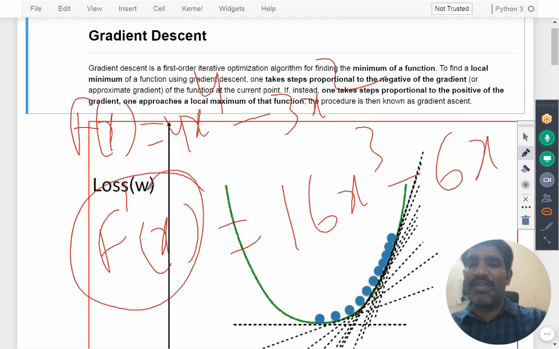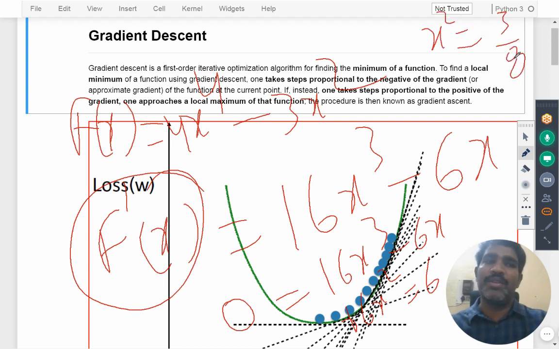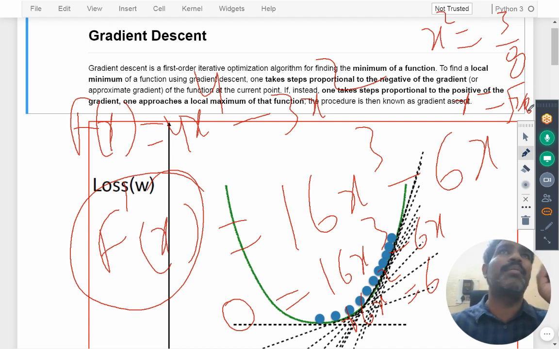Then whatever differentiation value is available, we make it 0. 0 is equal to 16x cube minus 6x. We take x common, and then we get 16x square is equal to 6. Then x square is equal to 3 by 8, so x is equal to root of 3 by 8. Whatever value you get, that is the minimum value. So to get the minimum value, just differentiate the given function and equate it to 0, then whatever value you get, that is the minimum value.